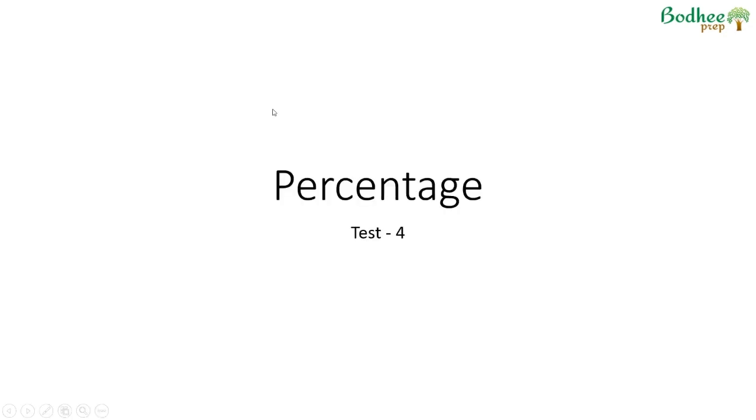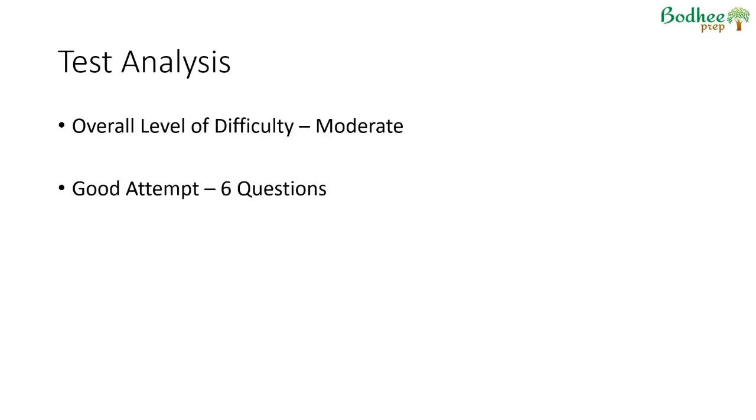In this video, I talk about the percentage topic, test number 4, as mentioned in the app. Overall, this test was of moderate difficulty. A good attempt should be about 6 questions, net correct. The time taken should be 19 to 22 minutes because the calculation time was not very high. So the overall attempt time would be around that 20-minute mark, where you go through all the questions and get about 6 to 7 net correct answers, which will probably give you a 95-odd percentile in the test.